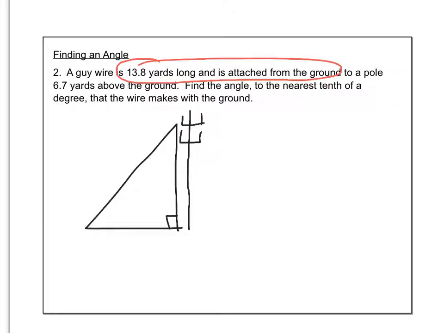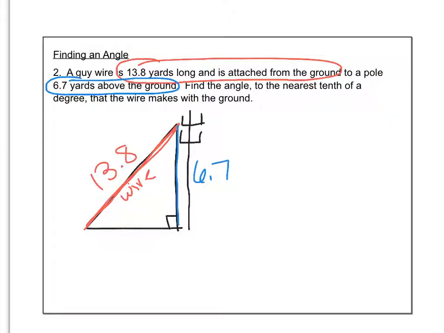What you have to realize is they told you that it's going up at an angle. So the wire is here because it's going from the ground up at an angle to the top of the pole. So the wire has to go there. That's your wire. Then the other thing they told us is that the pole is 6.7 yards above the ground, so that's a height number. So the height's always going to go on the vertical line. And what we're trying to find here is the angle that it makes with the ground. So we're trying to find that angle, so that's x this time.